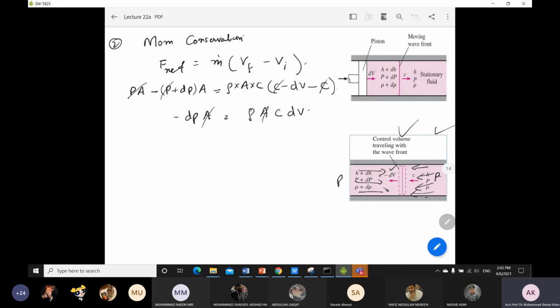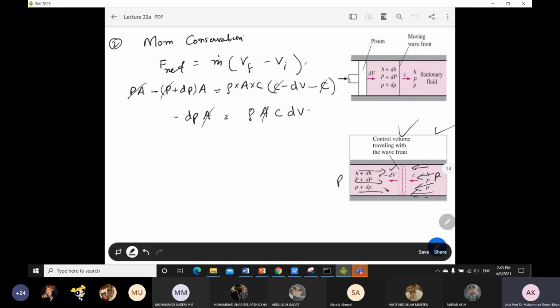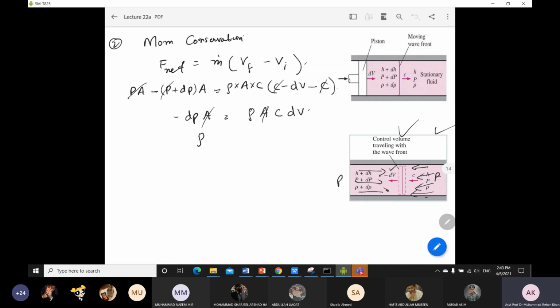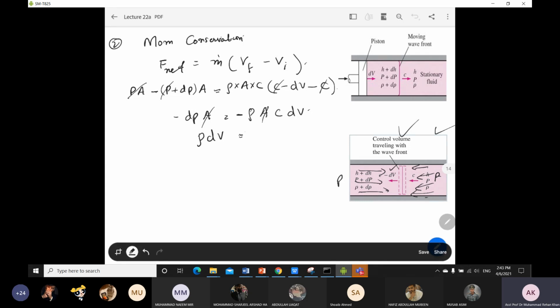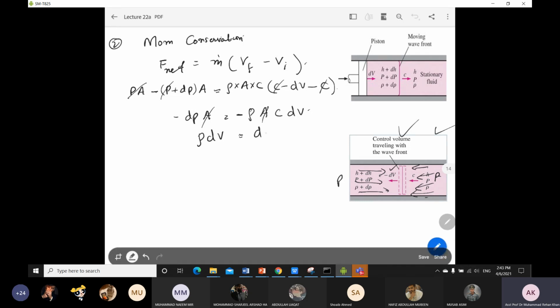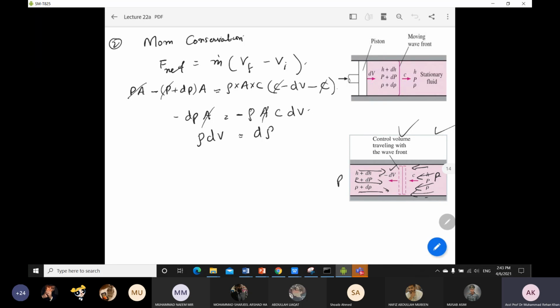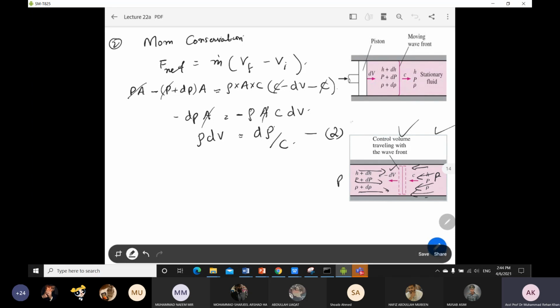And area can also be taken out from this equation. So the final equation becomes rho dV, and there is a minus sign also, and the minus sign can be cancelled, and d rho by C. So this is the equation, and you can just denote it with equation number 2.